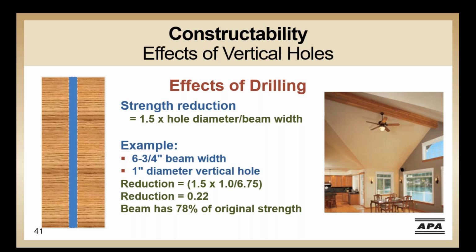Vertical holes drilled through the depth of a beam cause a reduction in the capacity at that location directly proportional to the ratio of 1.5 times the diameter of the hole to the beam width. For example, a 6 3/4 inch wide glulam beam with a 1 inch vertical hole drilled through the beam will see a reduction in moment allowable of 22%, leaving the beam with about 78% of its original strength.